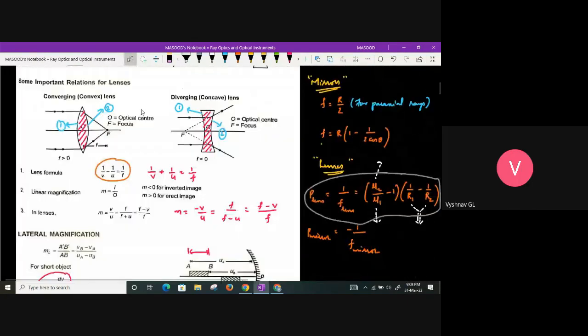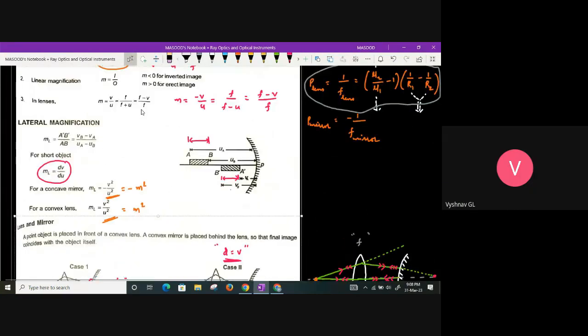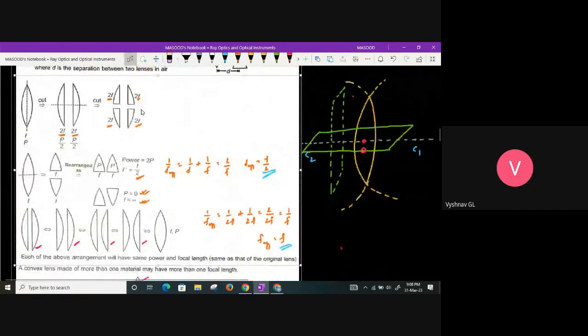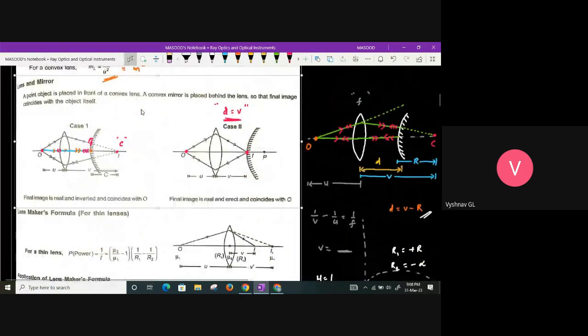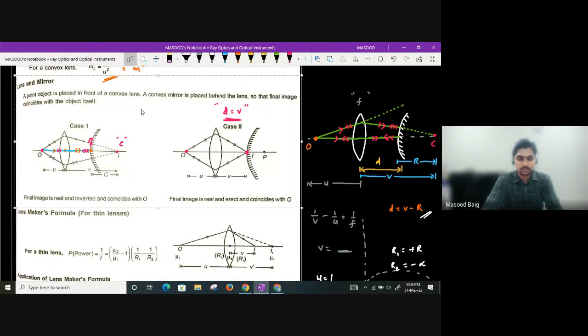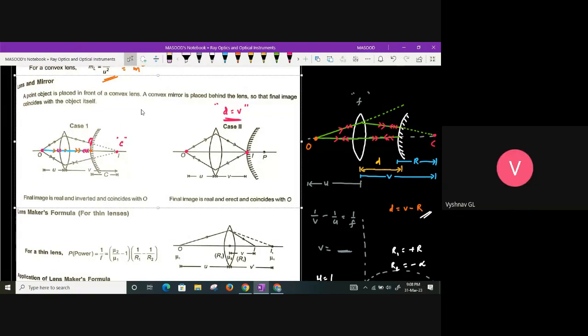Sir, when we were finding the case in which we are placing a convex lens along with a mirror, a convex mirror, we are considering that the image will be formed at the object position itself. Again, object only. Yes, sir. But in this case, we are considering the image distance to be the distance from the convex lens to the center of curvature of the mirror. Why so? What is the formula?